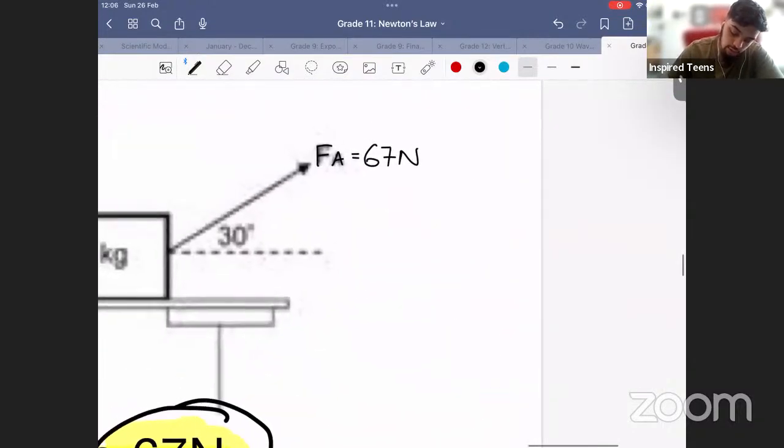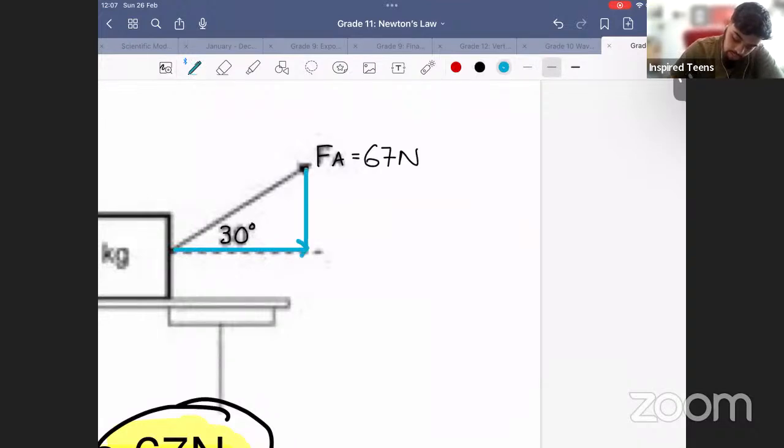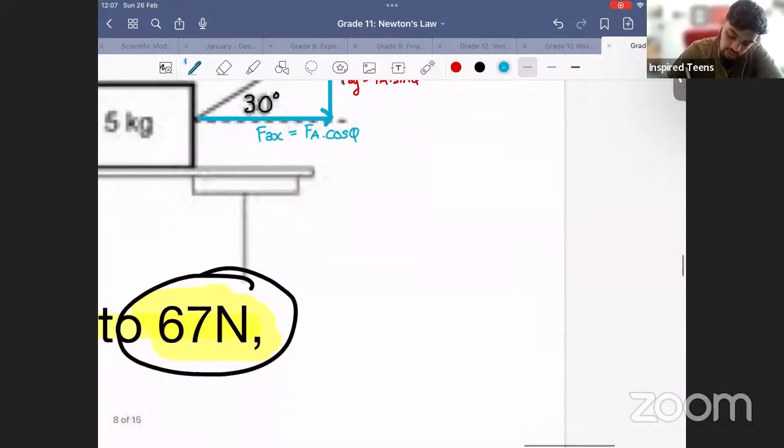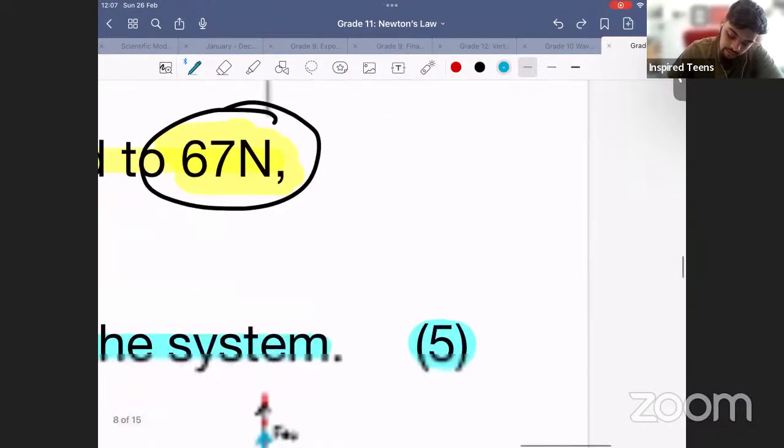Remember, how do I calculate the components of an applied force? I go to the diagram and I draw the triangle. Always draw the triangle. So I have FAX and I have FAY. Now FAY is opposite, so it's going to be equal to FA times sine theta. And FAX is adjacent, so it's going to be FA times cos theta. FA is now 67.